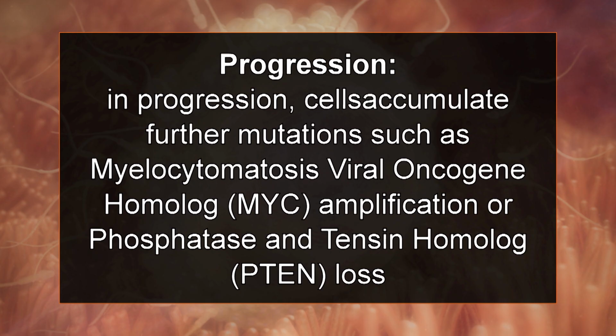Third one is progression. In progression, cells accumulate further mutations, such as myelocytomatosis viral oncogene homolog, MYC, amplification or phosphatase and tensin homolog, PTEN, loss, promoting invasion and metastasis. Genomic instability drives heterogeneity, while angiogenesis sustains growing tumors. Epithelial mesenchymal transition facilitates this migration.